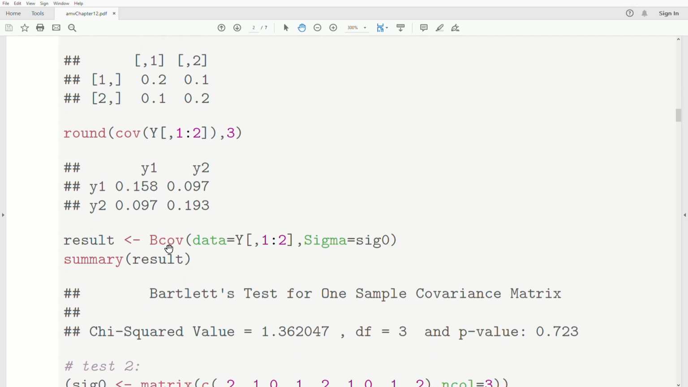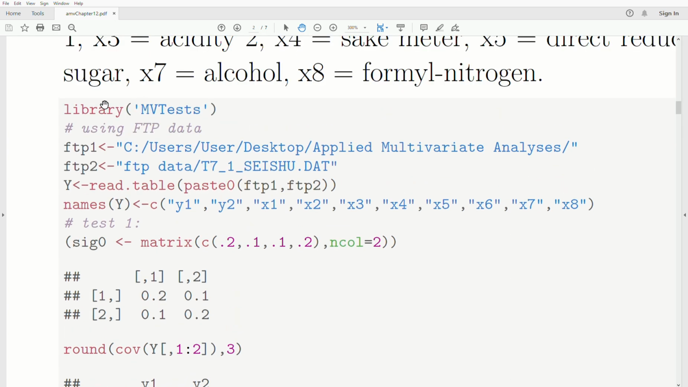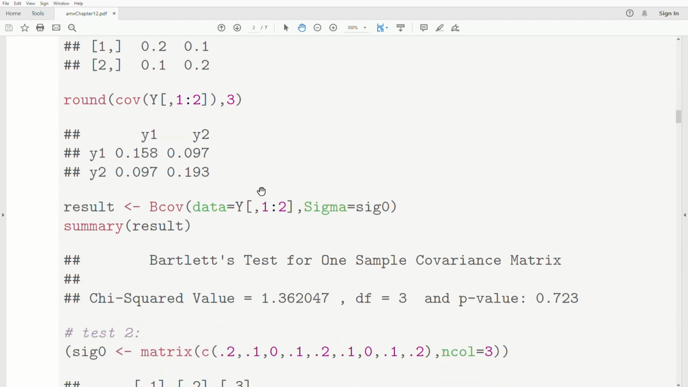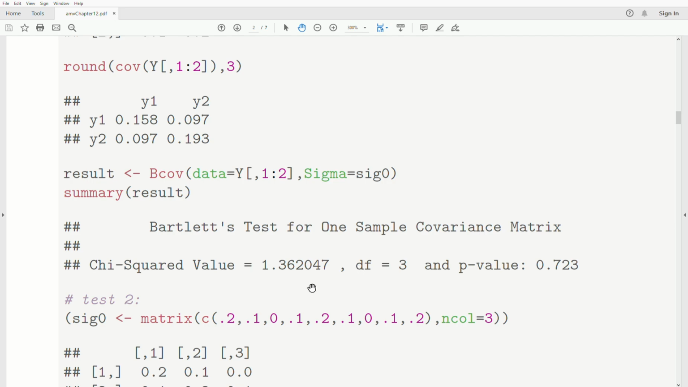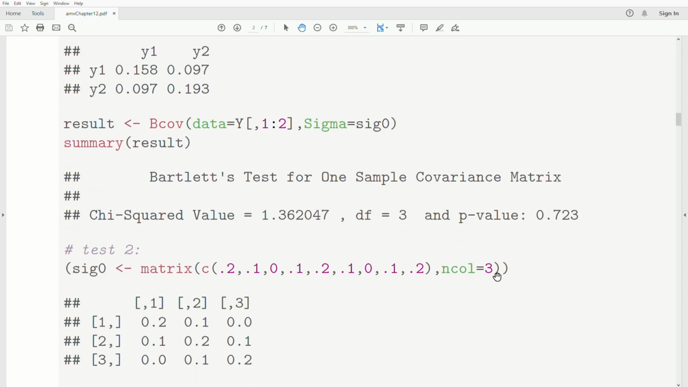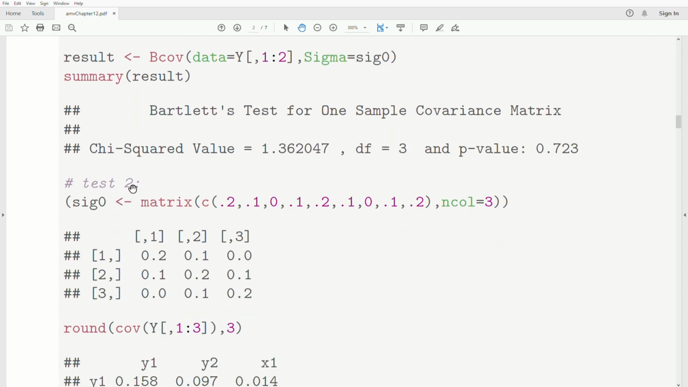Now, to do Bartlett's test for one sample covariance matrix, first of all, we have to use the library MVTests, which stands for multivariate tests, and this is it. So you put the data in, the first two columns, and the hypothesized covariance matrix, and we summarize the results, and the p-value is 0.7, which says there's not enough evidence to reject the null, so we assume that that's the true covariance matrix.